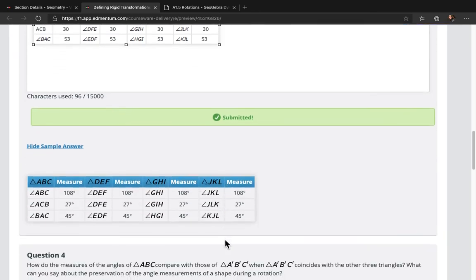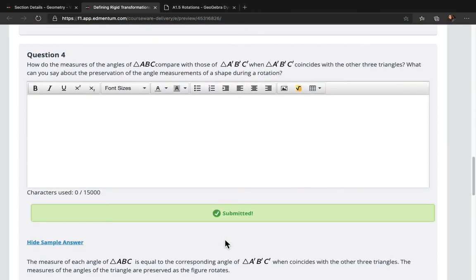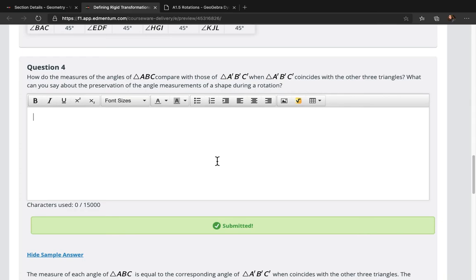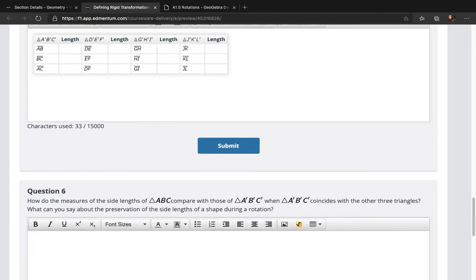Okay, looking at question 4, it says, how do the measures of these triangles compare to the rotating triangles? What can you say about the preservation of the angle measurements of a shape during a rotation? So I basically restated this at the beginning of the lesson. The measure of the angles do not change. They stay the same after the rotation. Okay? And that's basically what a rigid transformation is.